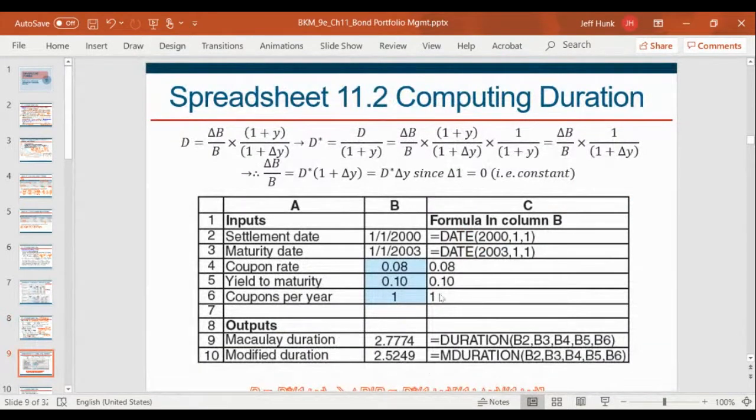So here's spreadsheet 11.2, and we're going to find modified duration and Macaulay duration using Excel's built-in function. We're going to do that later.